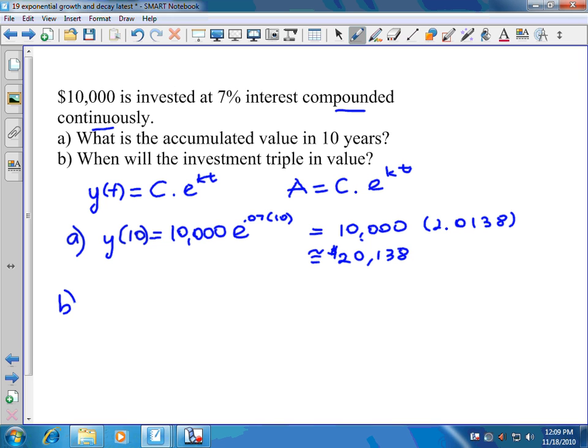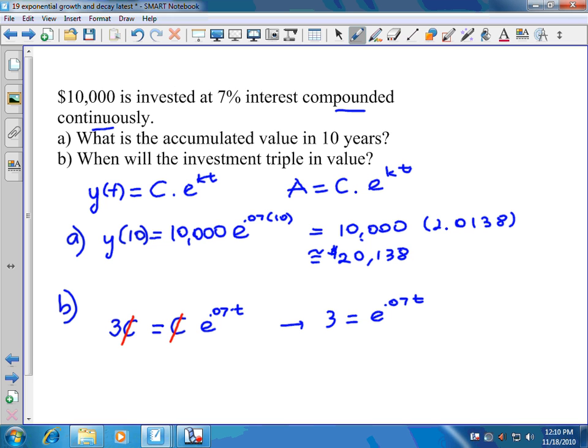Part B, when will the investment triple in value? So we want to see when the final amount equals 3 times the original amount. So I'm going to set everything equal to 3C if the original amount invested was C times e to the kt. k is the growth constant, t is the unknown. Now at first it appears that there are two unknowns here, C and t, but if we divide both sides by C, that cancels out. So we really have only one unknown, that is t.